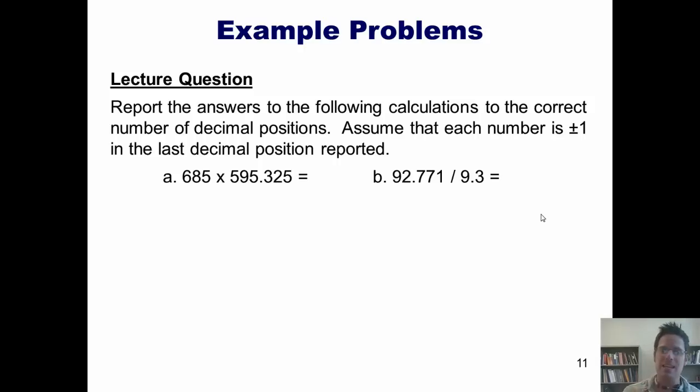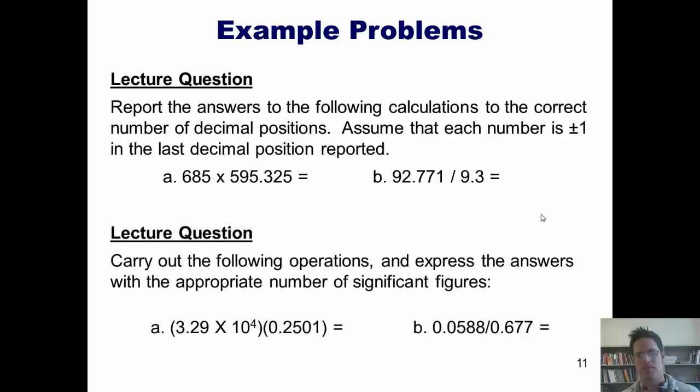Now keep in mind, these are multiplication and division questions, so they use their rules as opposed to the rules for addition and subtraction. Here's another question. Carry out the following operations and express the answers with the appropriate number of significant figures. Now once again, as with our previous examples, these are probably best answered by looking at the DocCam.